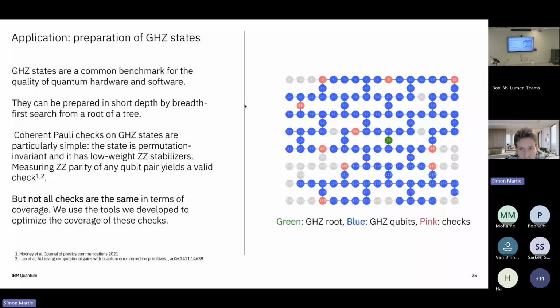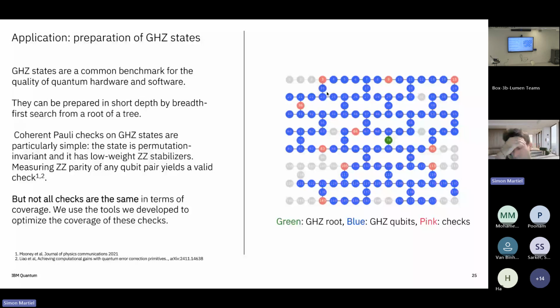So the idea of the experiment is you start from one qubit on which you apply a Hadamard gate, and then you snake through the layout of the qubits by propagating CNOT gates to all the blue qubits. And then at the end, all those pink qubits correspond to check qubits that will just do a parity check between the two neighboring data qubits.